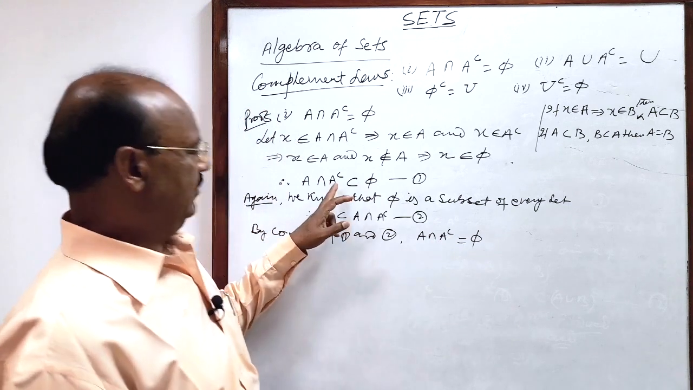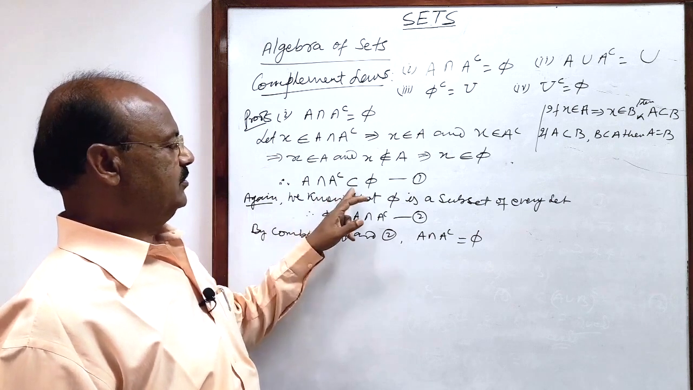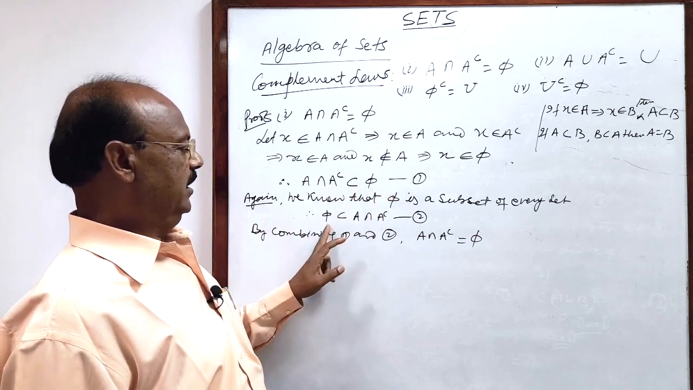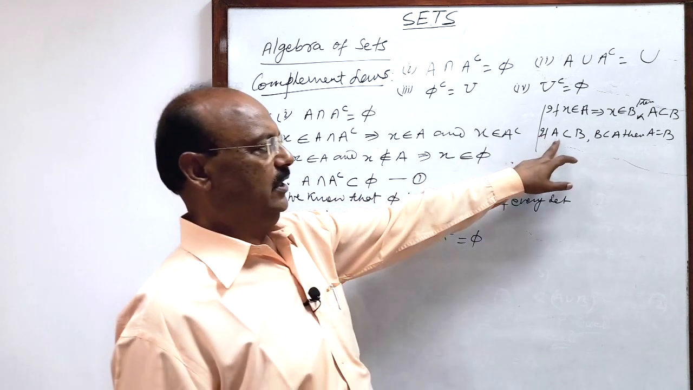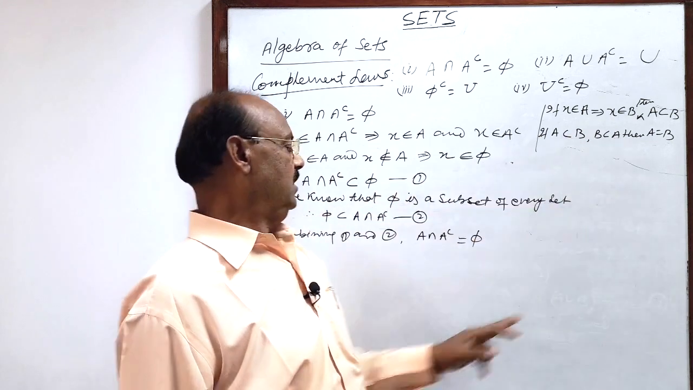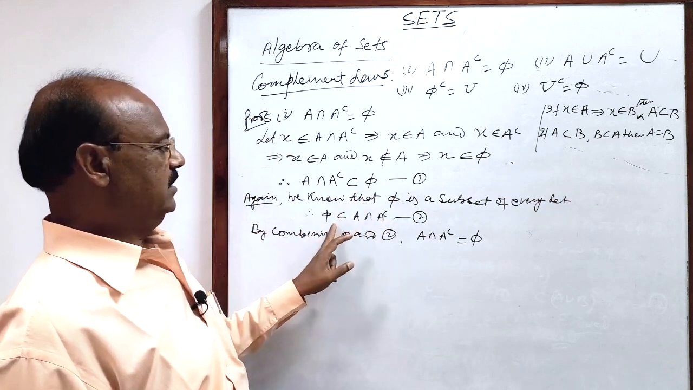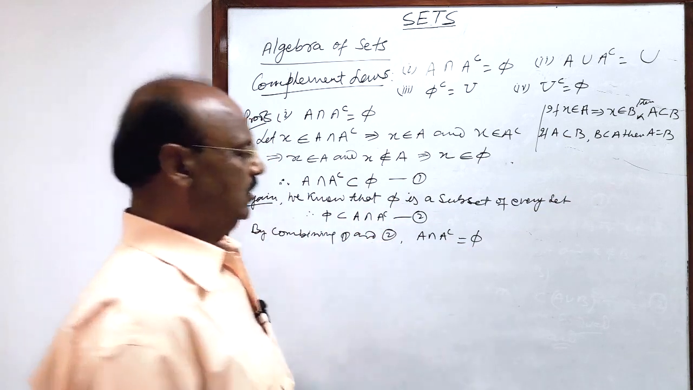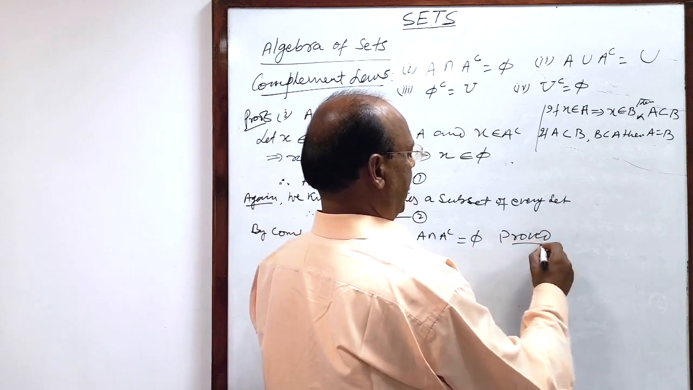I hope you have understood this condition. Here LHS is a subset of RHS, means this set is a subset of null set, and here RHS is a subset of LHS. By this property, if A is a subset of B and B is a subset of A, then these two sets are equal. So this set is a subset of null set and null set is a subset of this set. So this set is equal to null set. So this first law has been proved here.